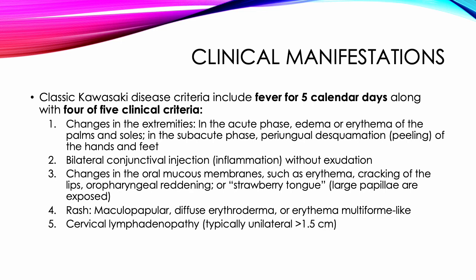You would also see conjunctival injection or red eyes, but without the exudate that would make you think they had pink eye. The small vessels in your lips and your tongue can also be inflamed, causing them to be red, swollen, cracking, and it actually makes your tongue look like a strawberry. You can also get a rash, as well as lymphadenopathy.